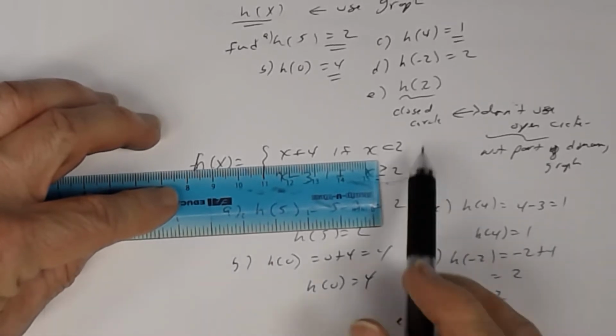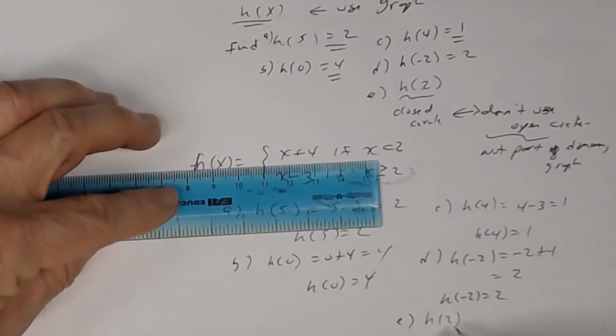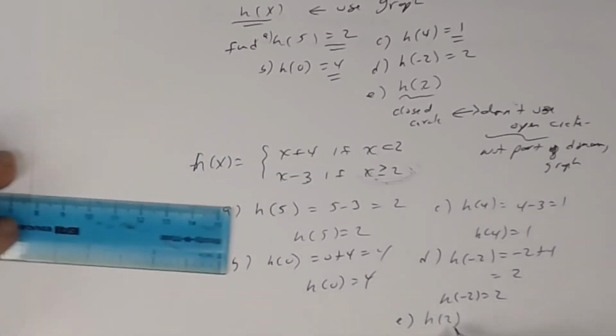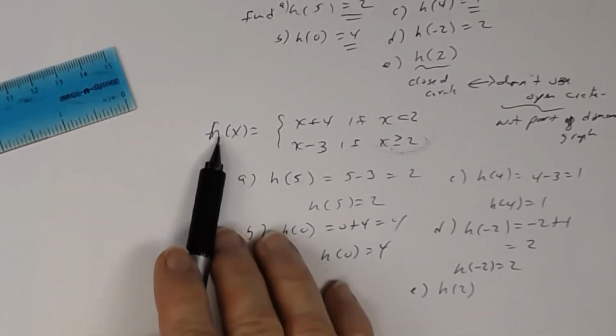E, now that's the one that we had trouble with. Remember the closed and open circle? So let's talk about h of 2. Remember what this means. This means what's the y value when x is 2? All right, so remember h of x is the same thing as y.